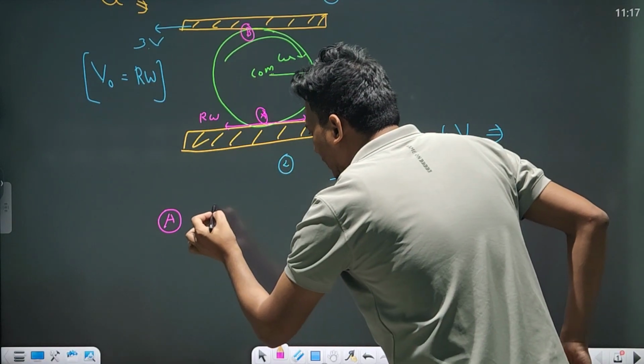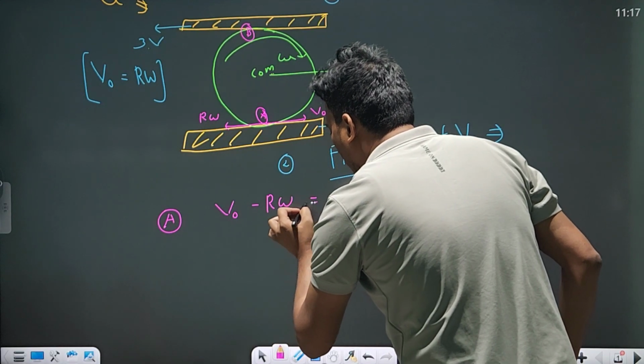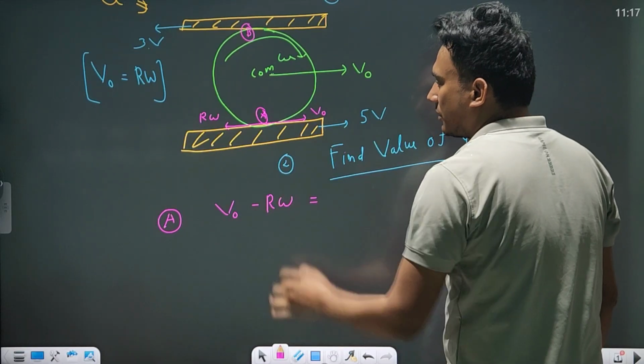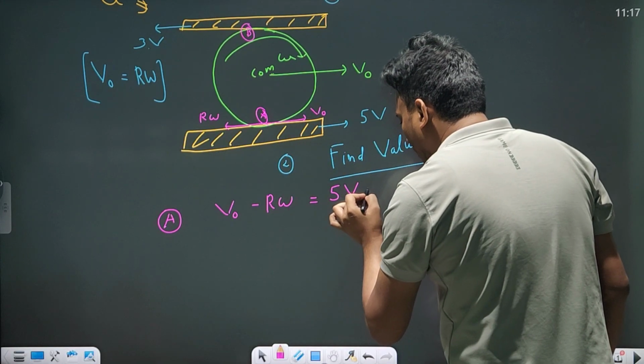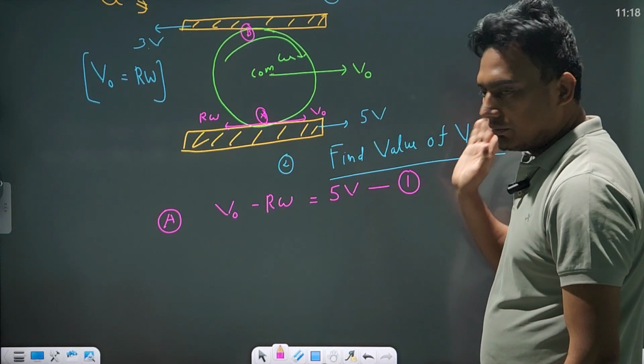So at point A we can write the net speed: V naught minus R omega. This is the speed of point A, the point of the wheel, and the platform speed is equal to 5V. We can see equation number 1: V naught minus R omega equals 5V.